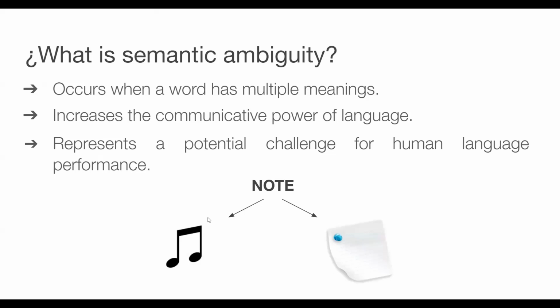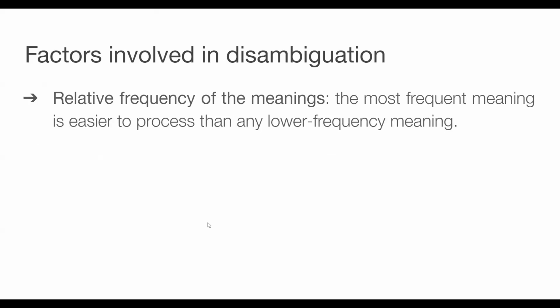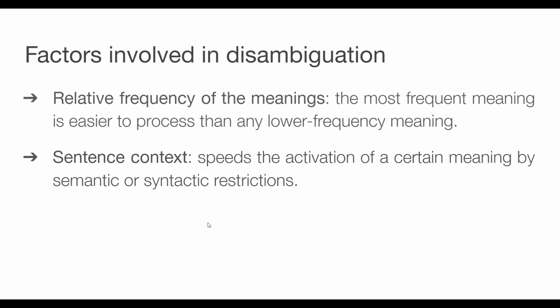So how do we make this decision? Well, there are several factors involved in this moment of disambiguation. I'm going to focus on just a few of them. The most studied factor is the relative frequency of the meaning. Usually one of the meanings is more common, so it's easier to process. We also have the context of the sentence in which the ambiguous word appears, such that it speeds the activation due to semantic or syntactic restrictions.